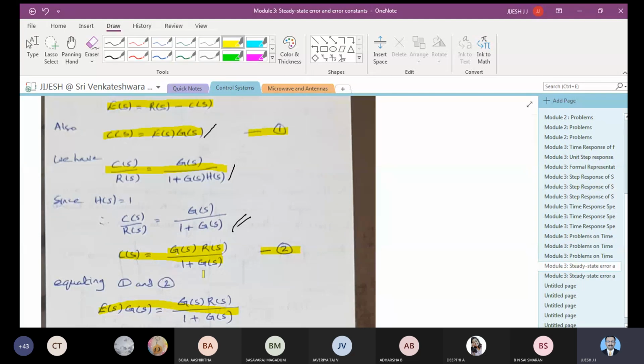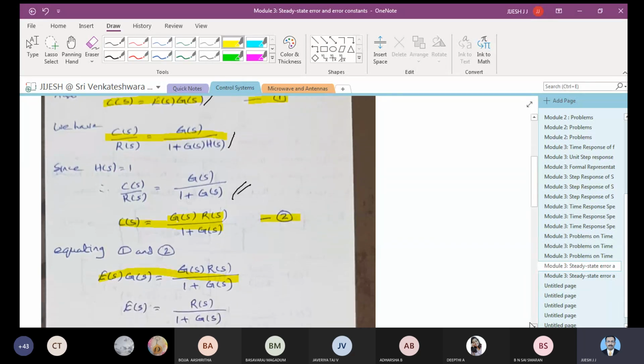Now you can see some of the terms are quite common and can be eliminated. So we can rewrite that equation further as E of s is equal to R of s divided by 1 plus G of s. So all of you got the equation till this. E of s, what we have called the error, can be written as R of s divided by 1 plus G of s.